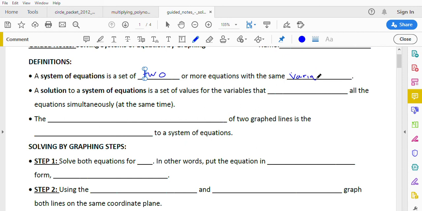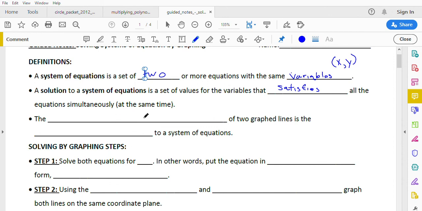I know a lot of you guys want to write solutions there, but it's variables. It's the same, in this case x and y, or a and b, and that's important because we can only solve 2 equations with the same variables. If they have different variables, then there's no relation between the 2 of them. So the solution to a system of equations is a set of values for the variables that satisfies, you could put answers if you want, but satisfies is typically what we say. In other words, the x and the y will be true for both of them. It'll satisfy both of the equations simultaneously.